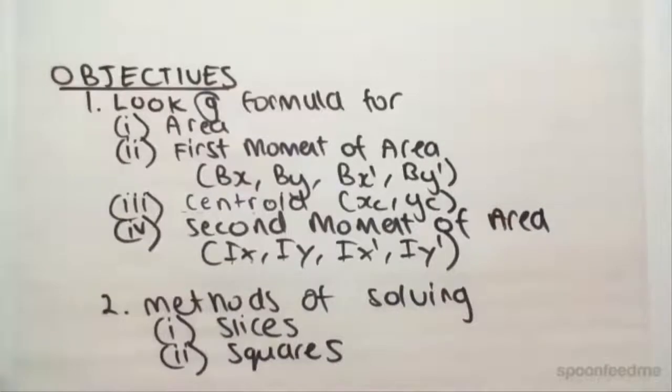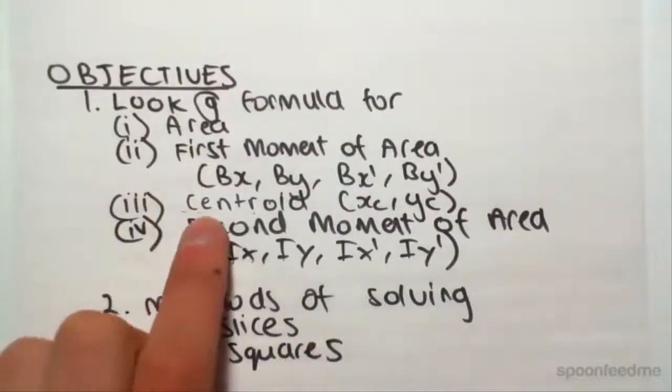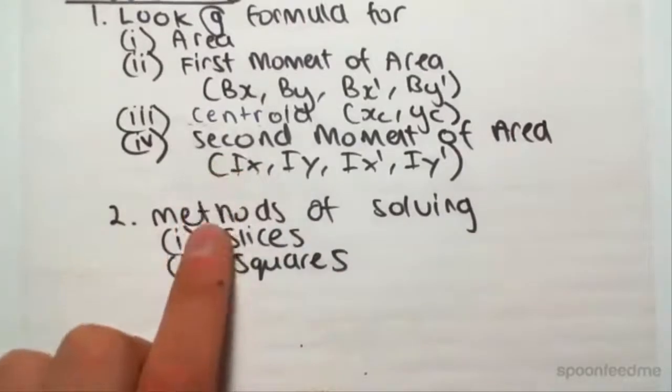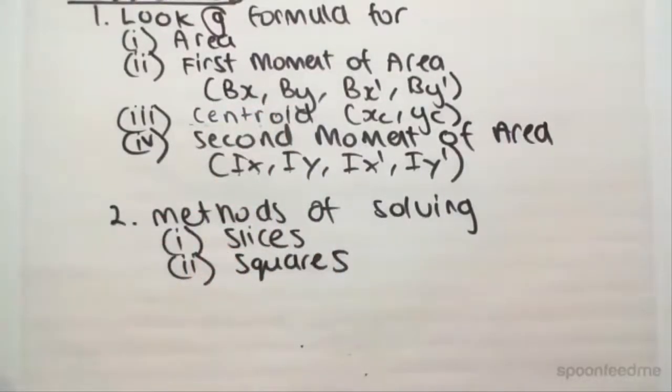Hey guys, the objective of this video is just to look at the formulas we're going to be using in the next couple of videos. I'm not going to be doing any examples, I'm rather just introducing the formulas we're going to be using and the methods of using them. So we're going to be looking at formulas for area, first moment of area, centroid, second moment of area, and then we're going to be looking at methods of solving these problems using slices and squares.